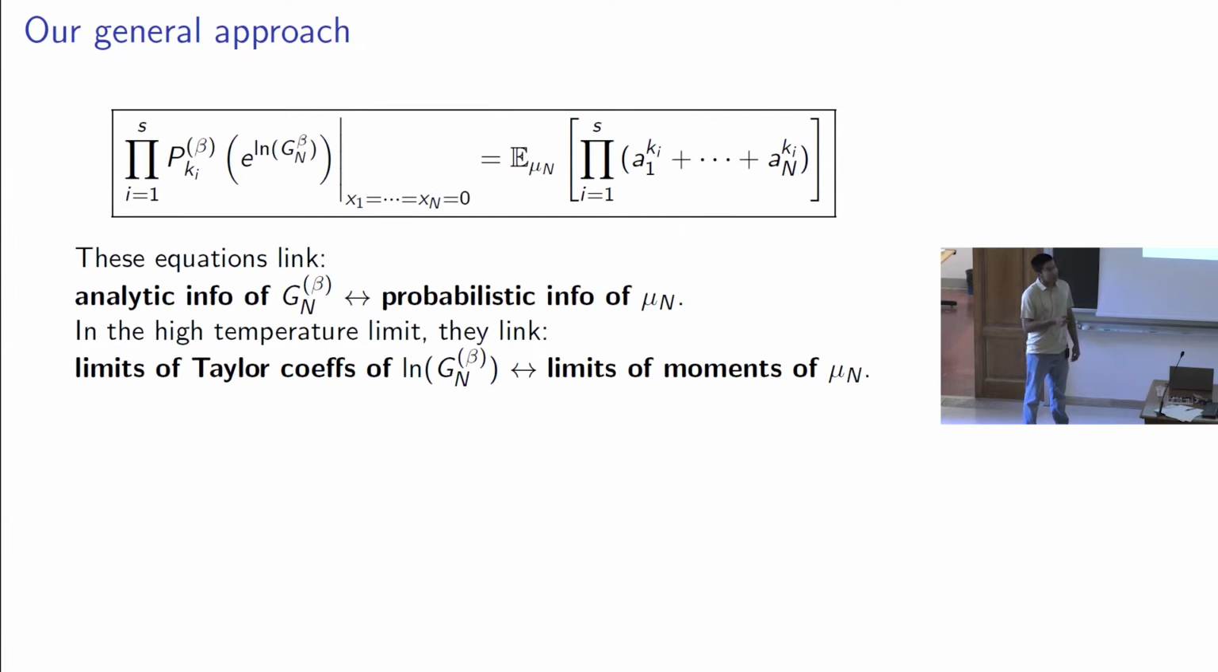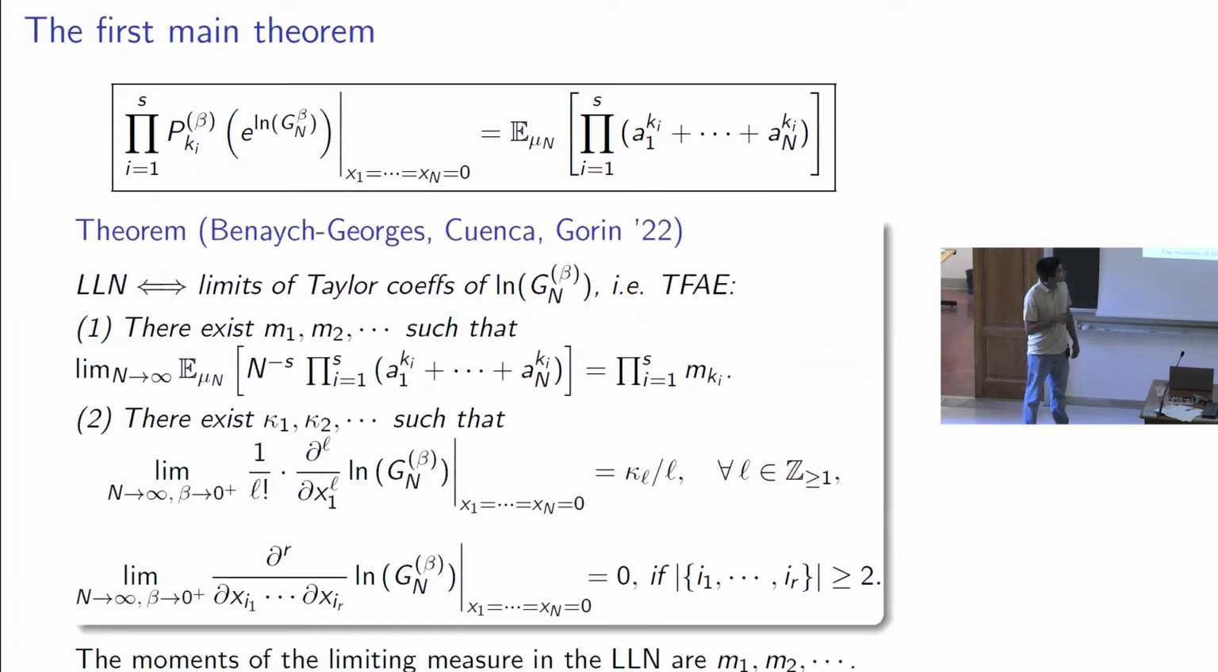So if I want to prove a law of large numbers, I want to look at the right-hand side and see when that has limits, so I might as well look at the left-hand side and see when that has limits. That's exactly our theorem. So our first main theorem is that the law of large numbers for sequences of particles is equivalent to the existence of limits of Taylor coefficients of the logarithm of the beta Fourier transform. More precisely, the following two are equivalent. Here, this is what I'm calling the law of large numbers.